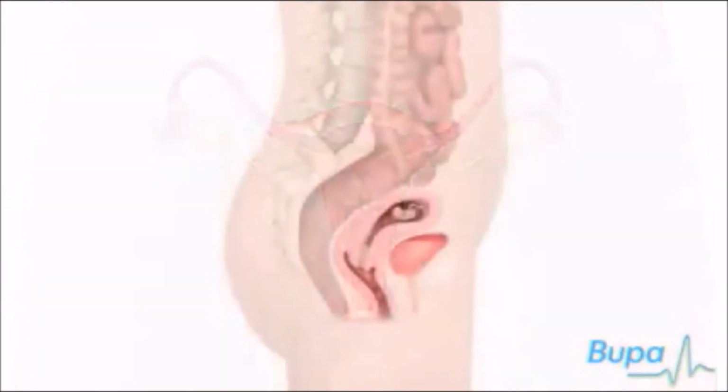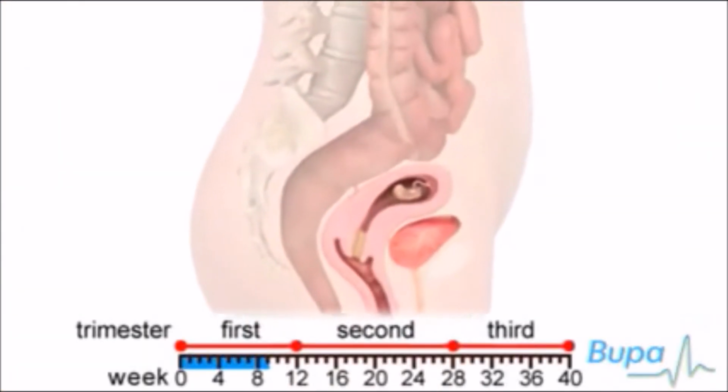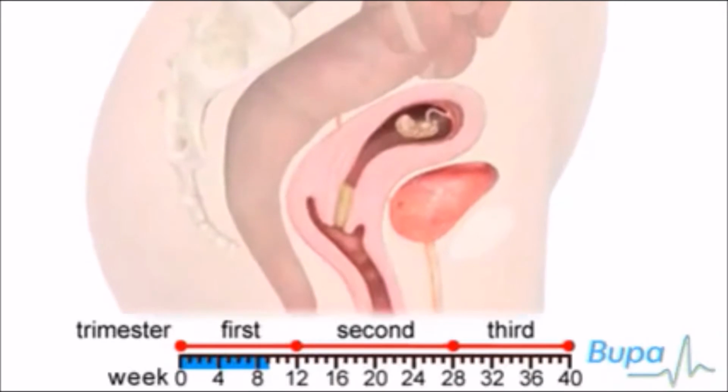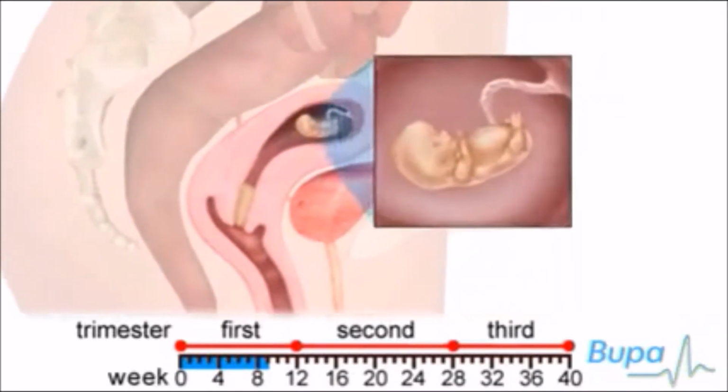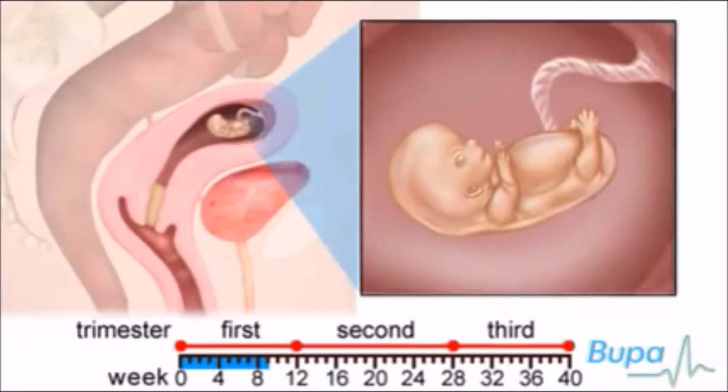By week 9, the embryo has developed and is called a fetus. At this point, most of the organs, including the nervous system and heart, are forming. Here we show the fetus in the womb.